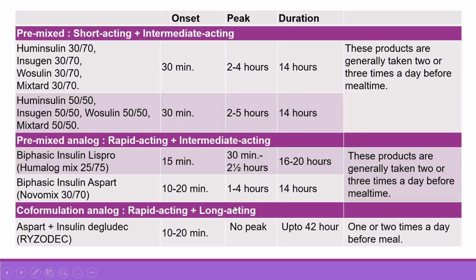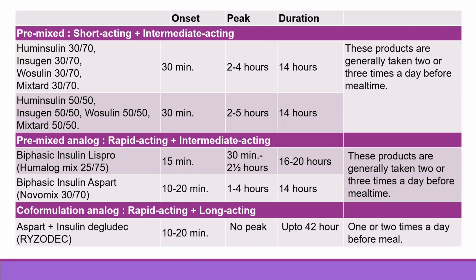The third premixed solution we call co-formulation, which is basically a combination of rapid-acting insulin, aspart, with the long-acting insulin, that is degludec. This combination, aspart and insulin degludec, is also a very good combination therapy, which we can give once a day or twice a day. But because it contains degludec, even if you give it once a day, it will give a basal insulin supply for the whole 24 hours.